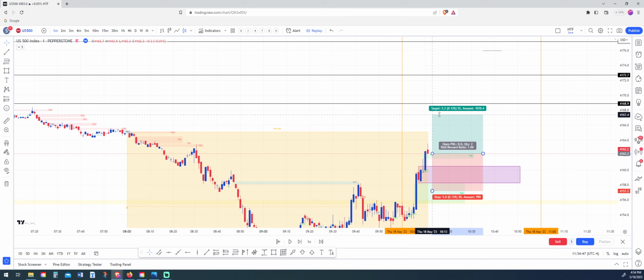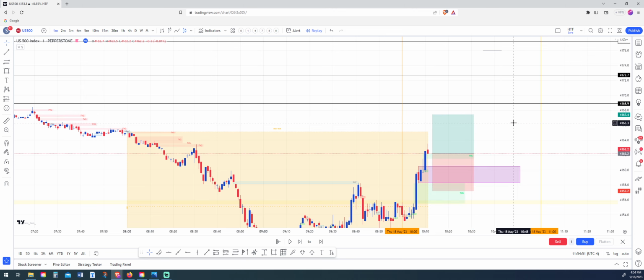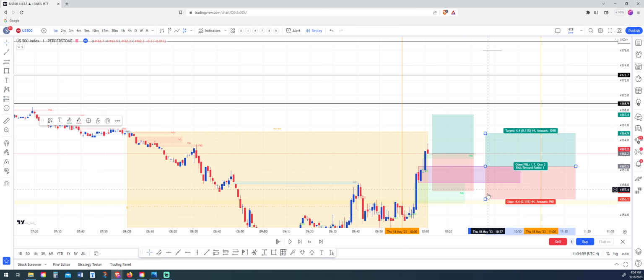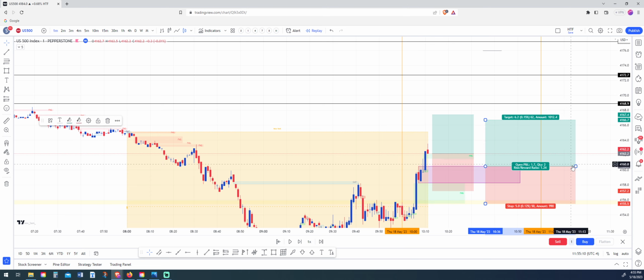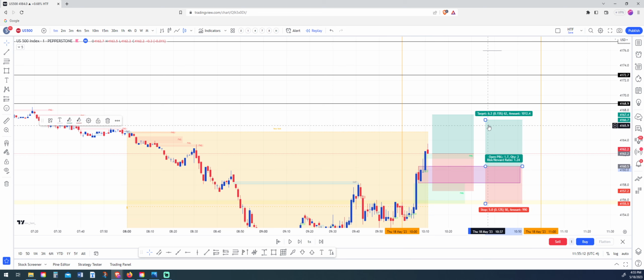My take profit is always 5.2. I just want to grab 5 handles and get out. The other option would be to wait for this order block to be hit. It gives a slightly better entry and allows us to cover off this fair value gap below. 5.2 obviously gives us a better risk reward if we were to wait for this.